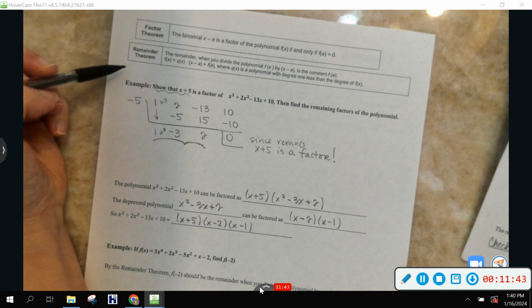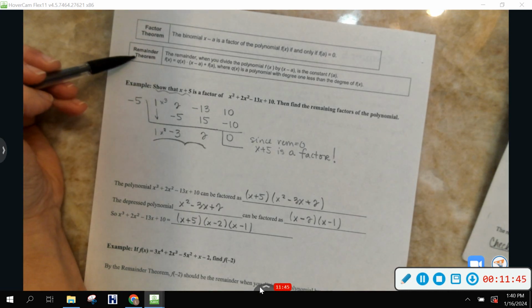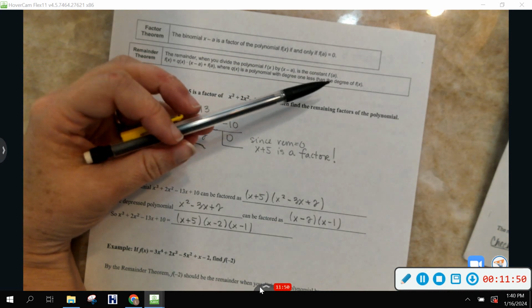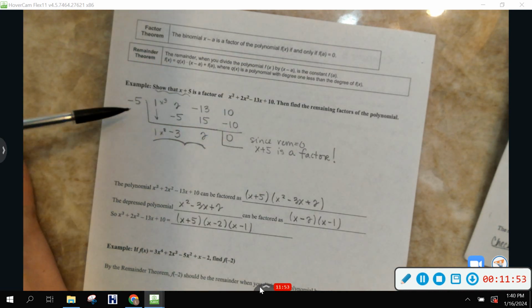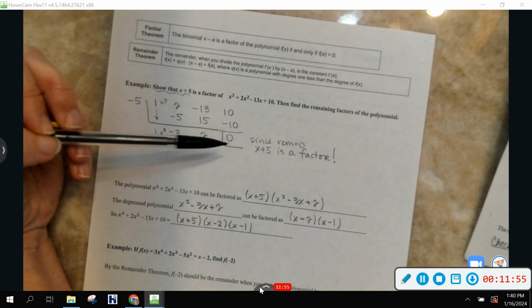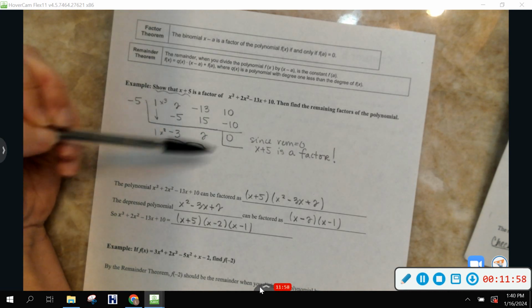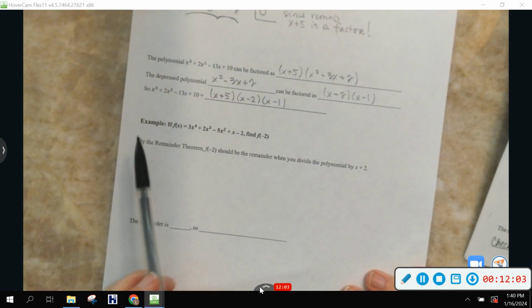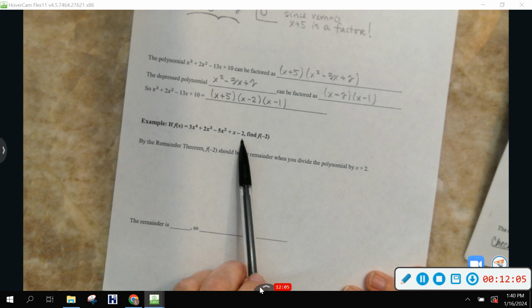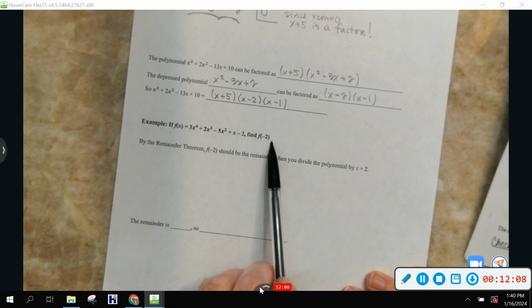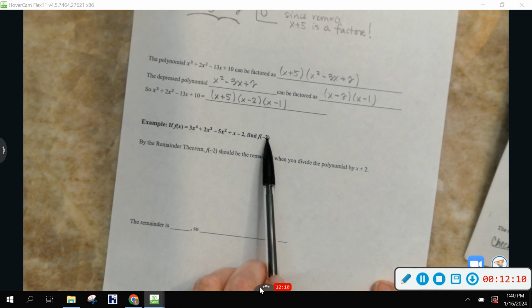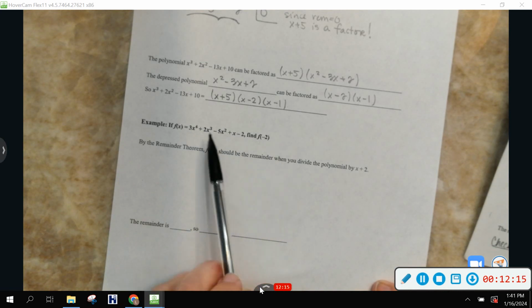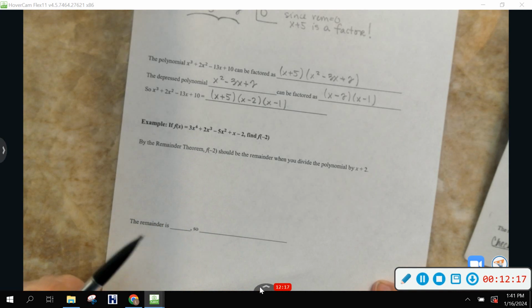Next theorem up here, the remainder theorem. Again, this is fancy math talk. It says the remainder when you divide f of x by x minus a is the constant f of a. Basically saying once I divide, whatever my remainder is would be the value of the function evaluated at that x value, at that point. So this next example says if my polynomial is 3x to the 4th, etc., find f of negative 2. Earlier in the year, we would have taken negative 2 and plugged it in everywhere we saw an x. Now we're going to test it using the remainder theorem.